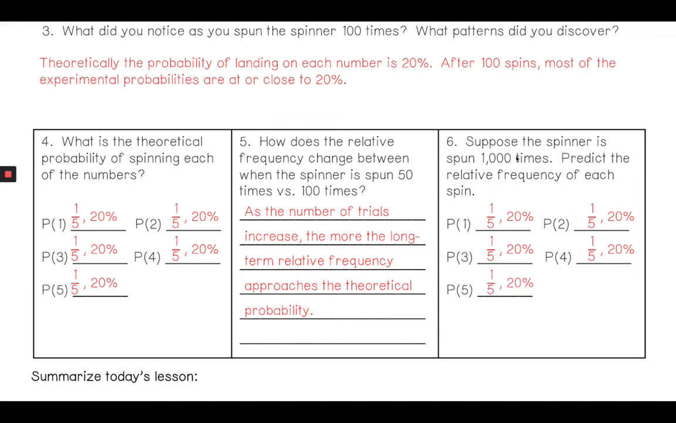So in our experiment, if we were to do it this many times, it would be almost identical to the theoretical probability. Now, I've said a lot about that, but just know that there is a big difference between theoretical probability and experimental probability. In theory, something could happen, but when you experiment, it's what does happen.